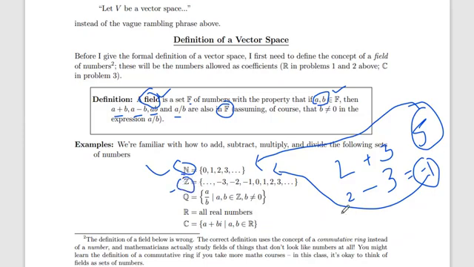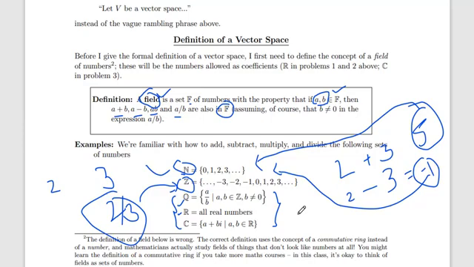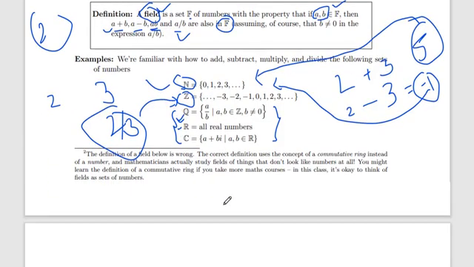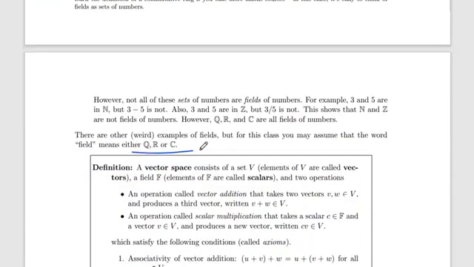Here you can say Z is also not a field. Why? Let's say these two numbers 2 and 3, if we divide, we will get 2 by 3. 2 by 3 does not belong to Z. So Q, R and C are fields. In Q, R and C you can take any two numbers, and if you do addition, subtraction, multiplication and division, you can always get a value that belongs to Q, R and C. So you can see that Q, R and C are fields.